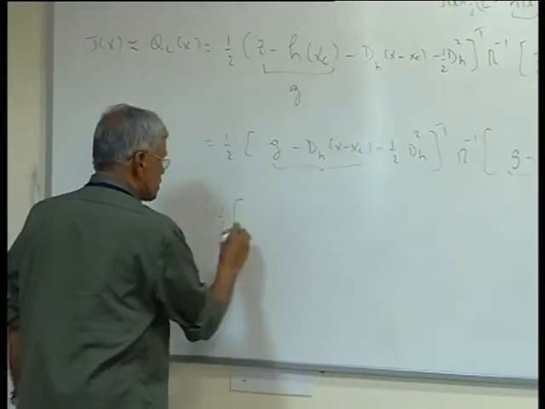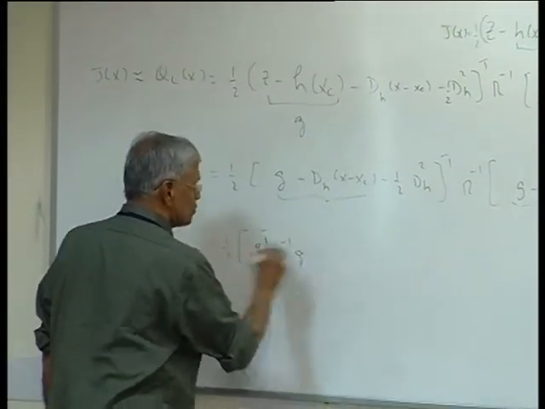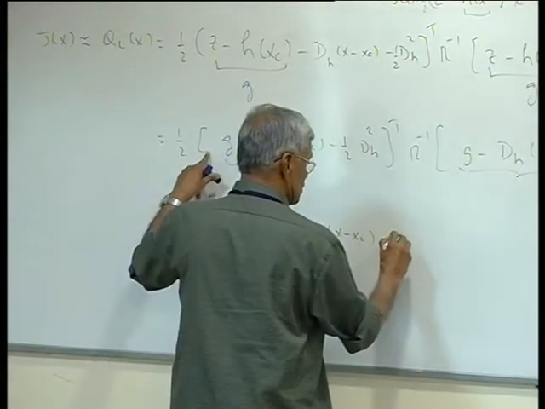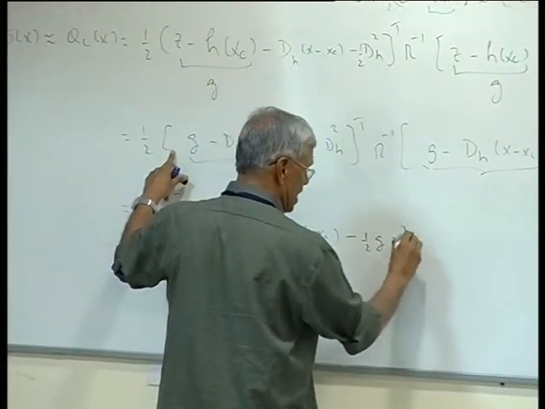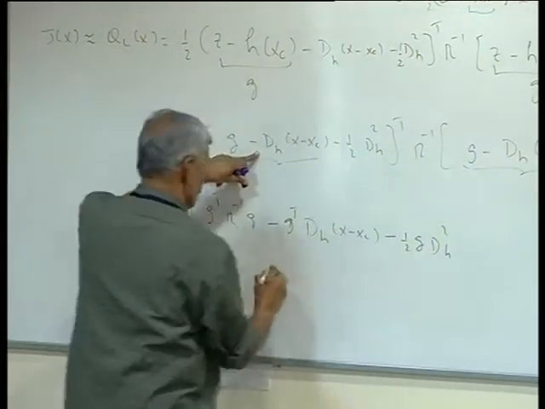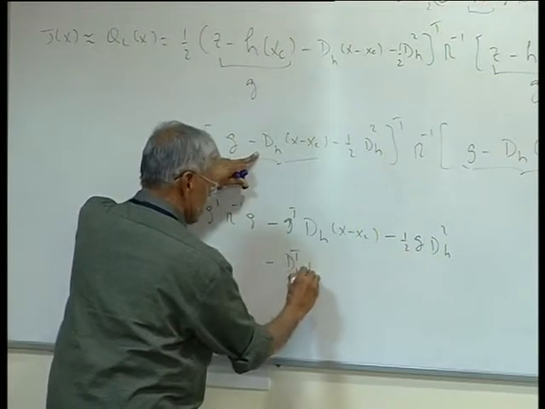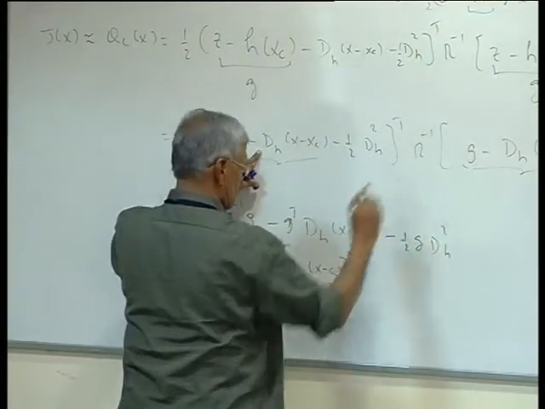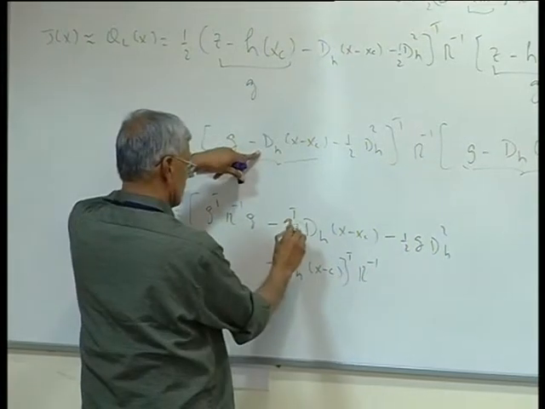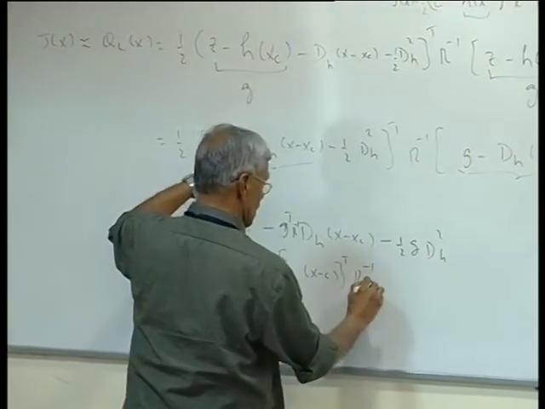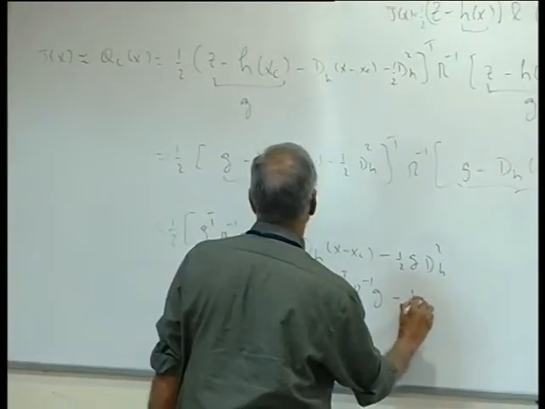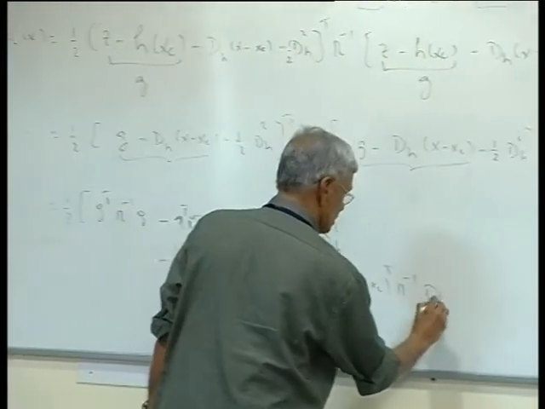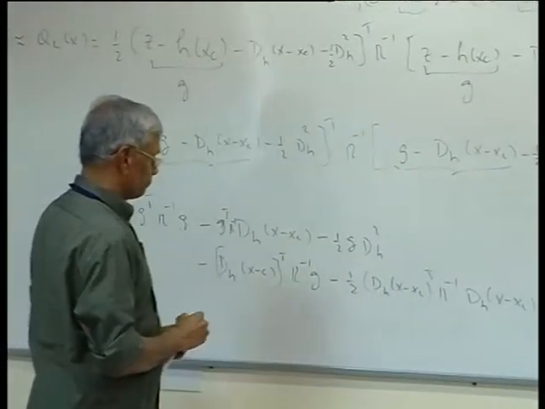So this is going to be equal to G transpose R inverse G minus G transpose DH (X minus XC) minus 1 half of G times D square H. This would give me another term, DX transpose (X minus XC). This is the transpose R inverse. Did I forget the R inverse in here? This is R inverse G minus 1 half of DH (X minus XC) transpose R inverse DH (X minus XA). All of it, eh?